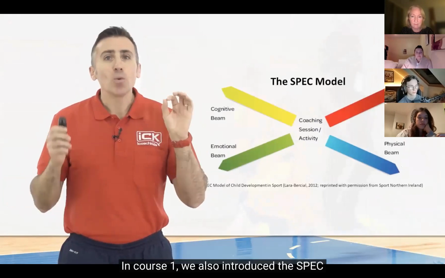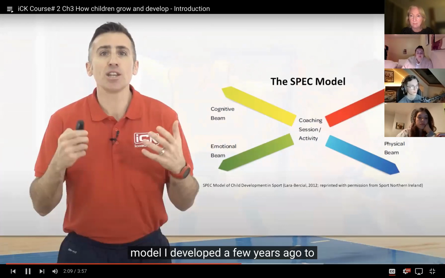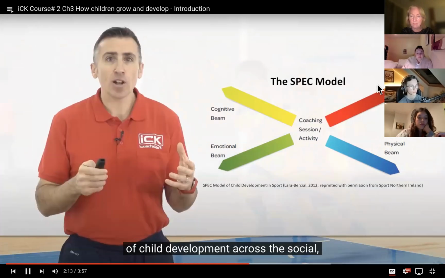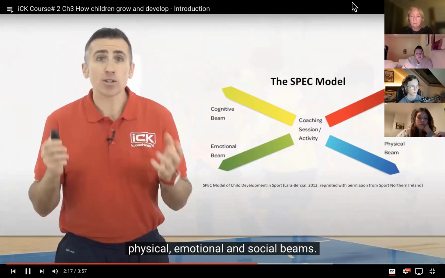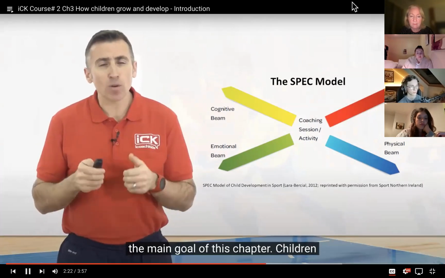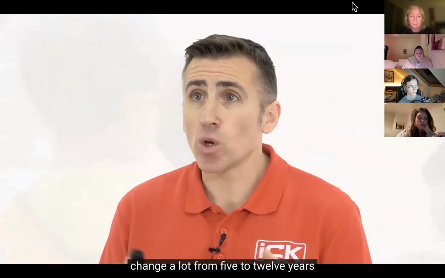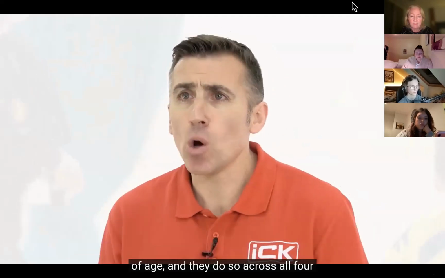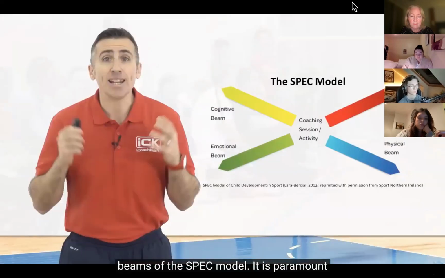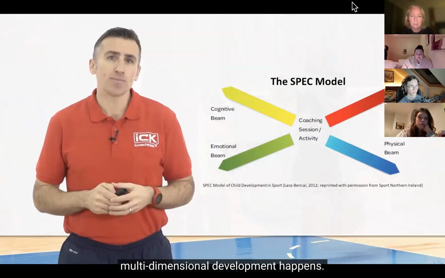In course 1, we also introduced the SPEC model I developed a few years ago to help coaches understand the implications of child development across the social, physical, emotional, and cognitive beings. Expanding on this model will be the main goal of this chapter. Children change a lot from 5 to 12 years of age, and they do so across all 4 beams of the SPEC model. It is paramount for coaches to get a grip of how this multidimensional development happens.